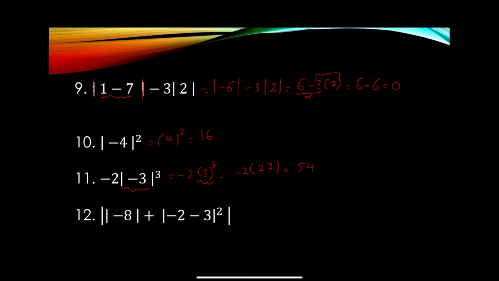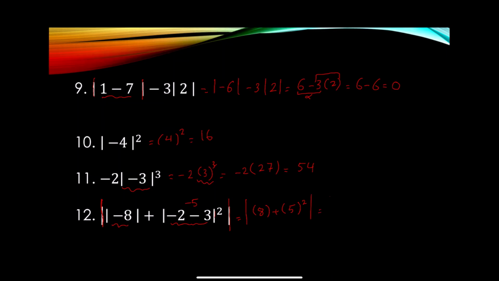Example number 12. Now we have a big absolute value here. And then an absolute value of negative 8, and an absolute value of negative 2 minus 3 squared. What's the absolute value of negative 8? It's known to be 8 plus negative 2 minus 3 is equal to negative 5, but we have an absolute value. So what's the absolute value of negative 5? It's 5 squared.